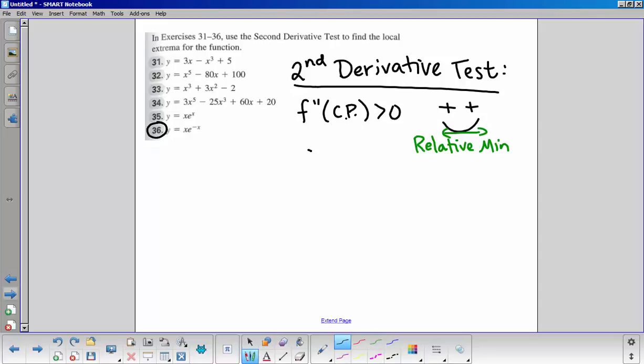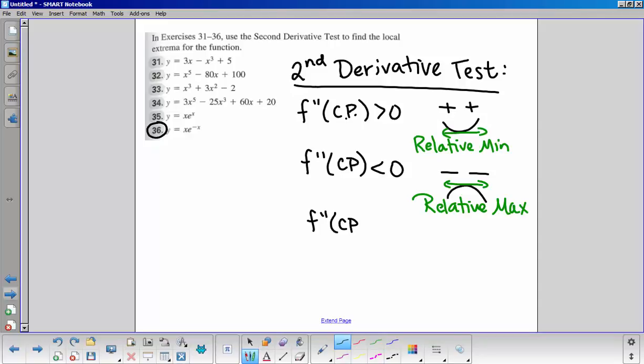If I happen to be a critical point and you plug me into the second derivative and I am concave down and have a 0 slope, where's the only place I could be? At the top, right? So that means I have a relative maximum. If f double prime of my critical point equals 0, the second derivative test fails.